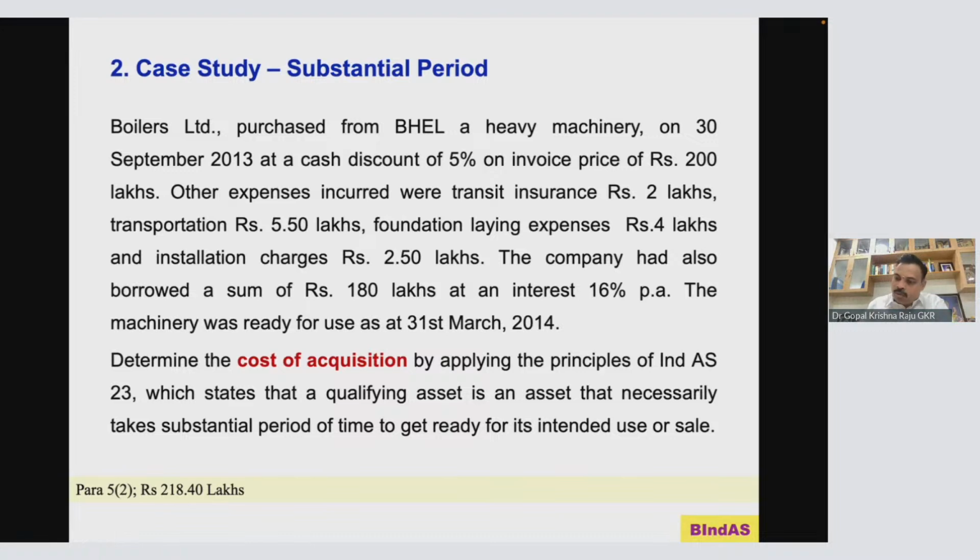So now you have 204 plus interest. So what is your interest? 180 lakhs at 16%. We have to calculate this from 30th September. So October, November, December, Jan, Feb, March: 6 months. So 180 lakhs at 16% is 28.8 lakhs, divided by 2 because 6 months, so 14.4 lakhs. 204 lakhs plus 14.4 lakhs is 218.4 lakhs. So this is what you will capitalize. So 14.4 lakhs you will capitalize, and from 1st April 2014, it will be charged off to revenue. That's all. Simple.